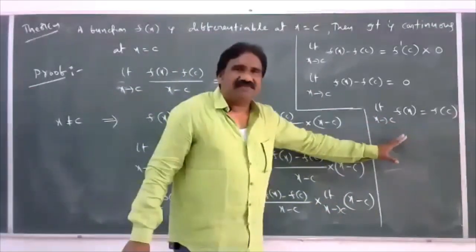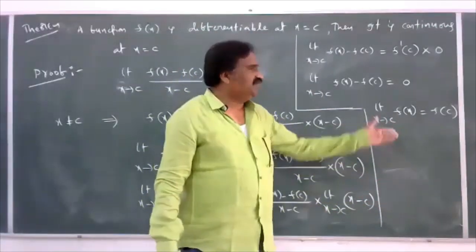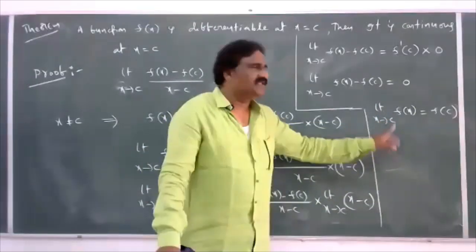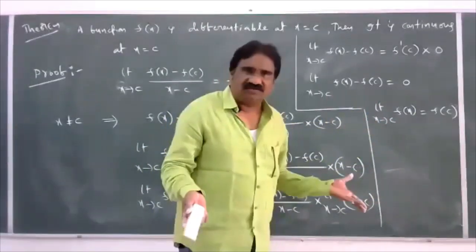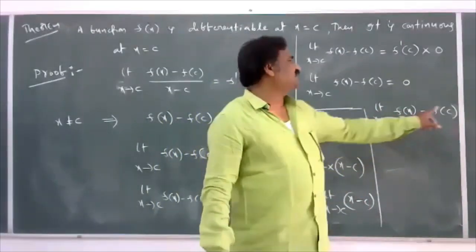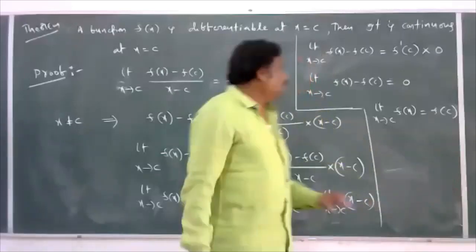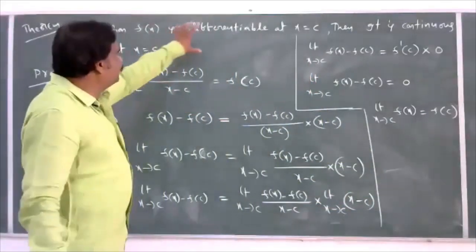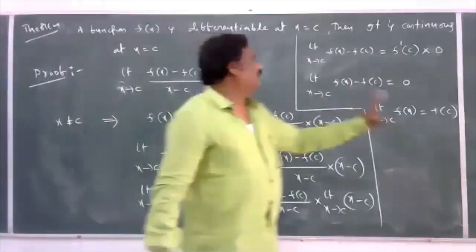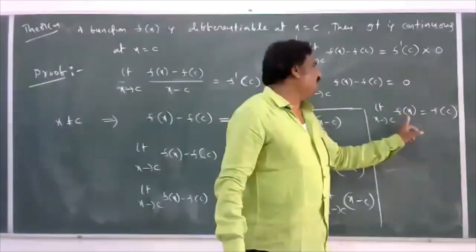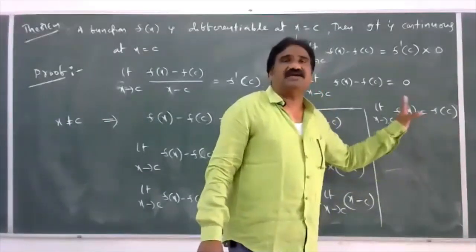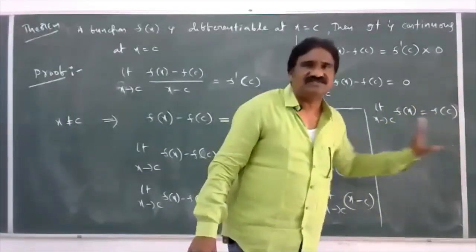Yes, what is the meaning of this? Continuous at x is equal to c. What is the definition of continuity? For example, at x is equal to c, what is the definition of continuity? Limit x tends to c, f of x is equal to f of c. So we are taking f of x is differentiable at x is equal to c. We are doing like this. Then we get limit x tends to c, f of x is equal to f of c. That means f of x is continuous at x is equal to c.